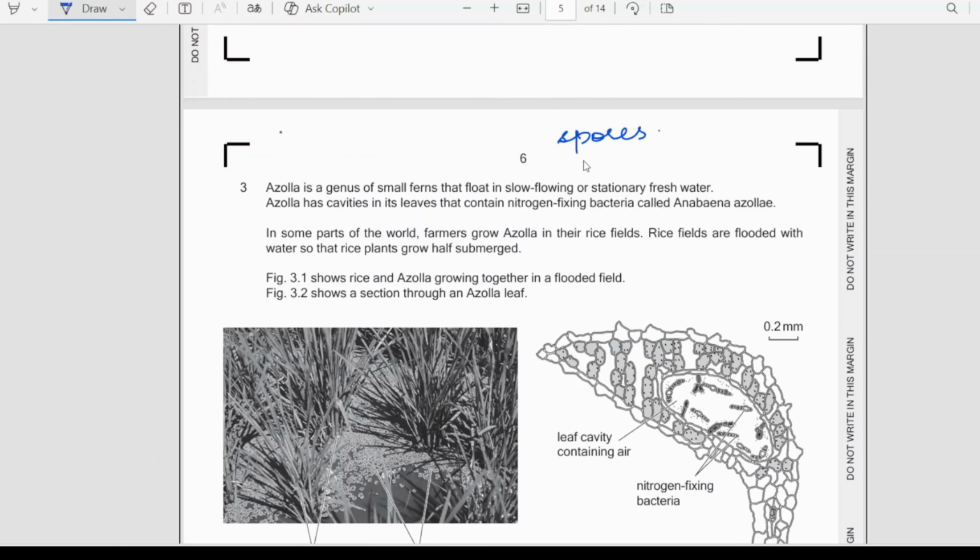Azolla has cavities in its leaves and contain nitrogen fixing bacteria called Anabaena azollae. Wow. In some part of the world, farmers grow azolla in their rice field. Rice fields are flooded with water, so the rice plants grow half submerged. Okay, this one shows the flooded field, and this one is the azolla leaf.